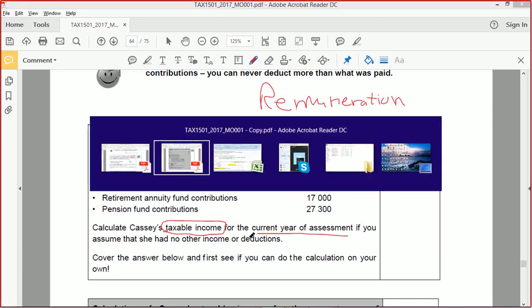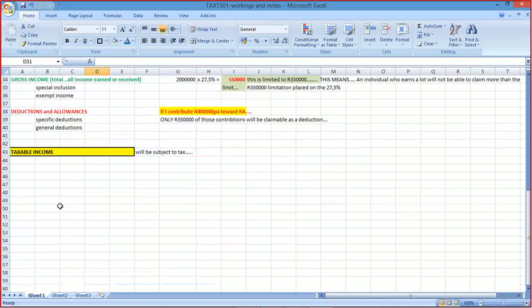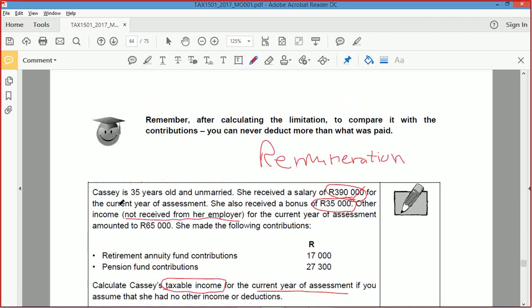Okay, so let's go back to our workings. Let's do this example. Okay, I'll show you how to do it. Example, what number is this? It doesn't say. What page is it? 64.